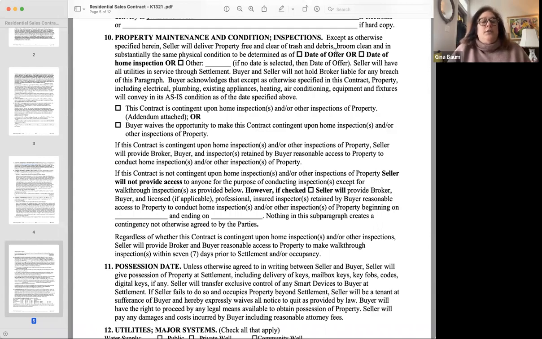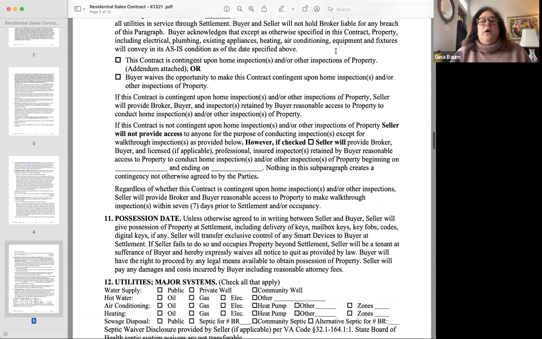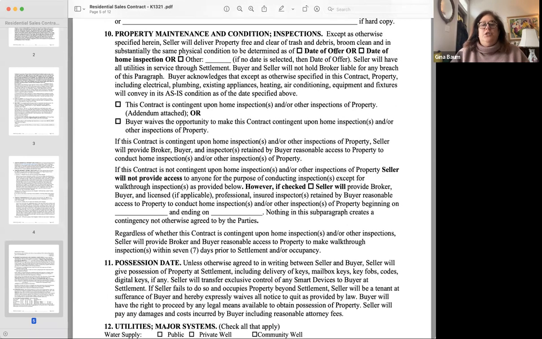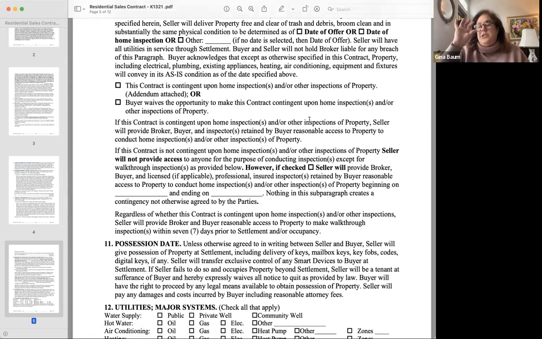Seller will have all utilities and service through the settlement. Buyer and seller will not hold broker liable for any breach of this paragraph. Buyer acknowledges that except as otherwise specified in this contract, property, including electrical, plumbing, existing appliances, heating, air conditioning, equipment, and fixtures will convey in its as is condition as of the date specified above. Okay, so if the air conditioning is working on the date of offer and you get to the walkthrough and the air conditioning isn't working, then again, the seller would be responsible for that.